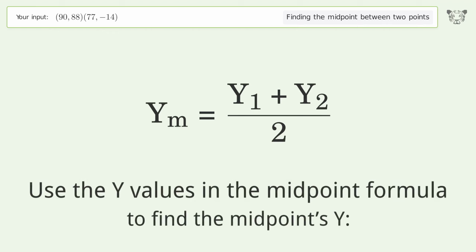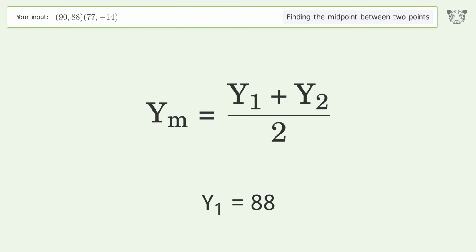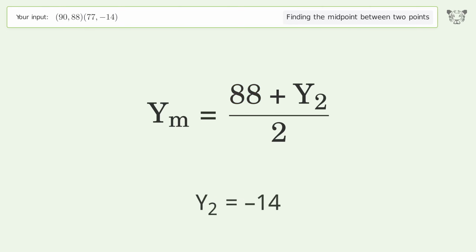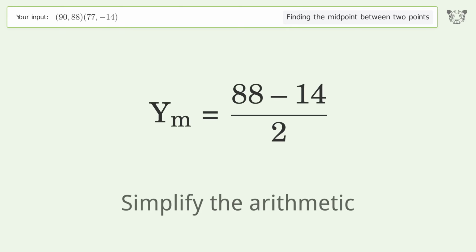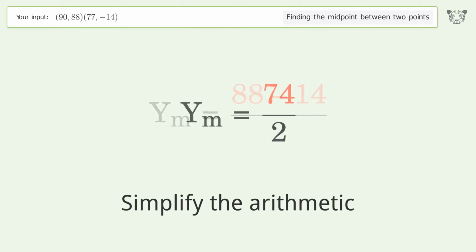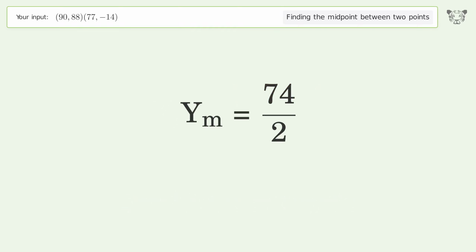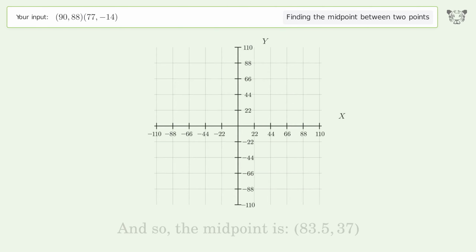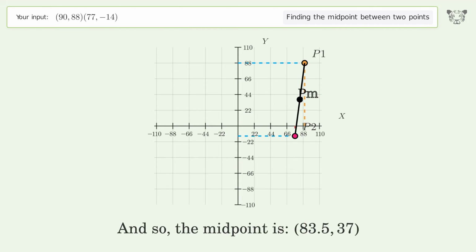Use the y values in the midpoint formula to find the midpoint's y. y1 equals 88. y2 equals -14. Simplify the arithmetic. And so, the midpoint is 83.537.